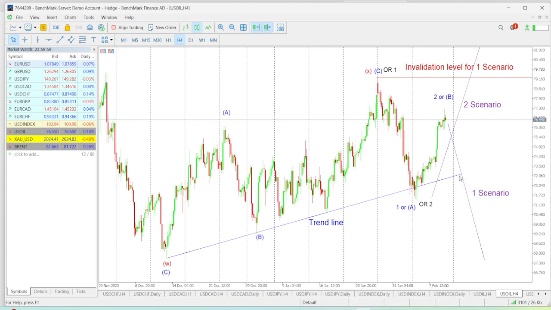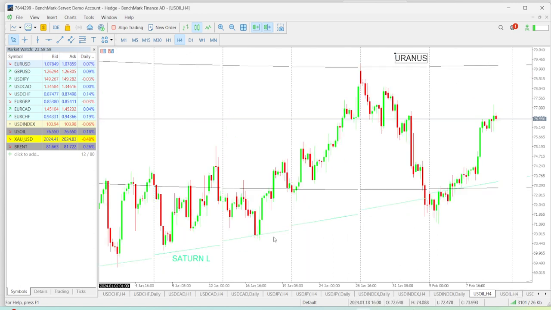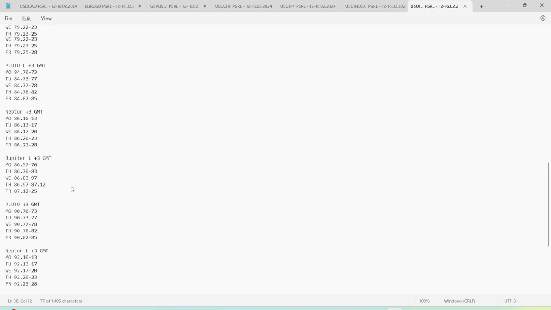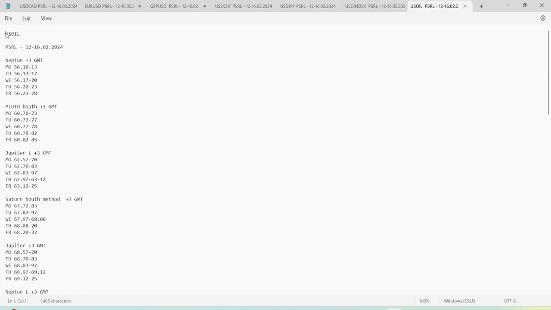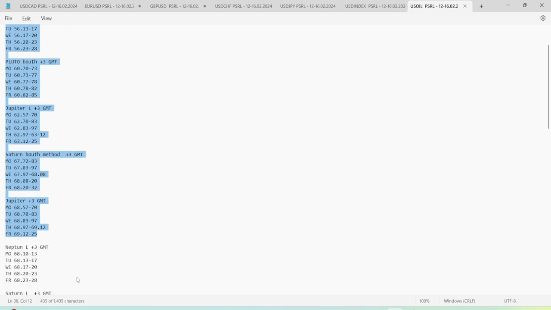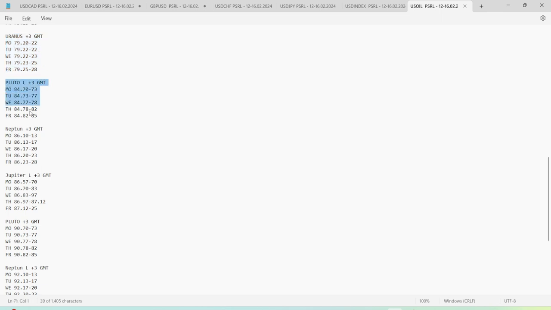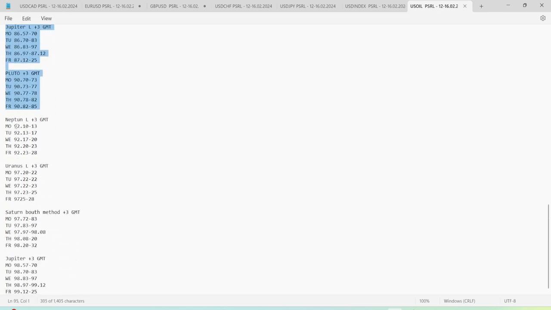If the price manage to break this kind of trend line, these signals here are still valid. They are not broken. And if the price managed to break this trend line, the price will continue going down. The levels for the next week are this one, these ones, and the last ones.